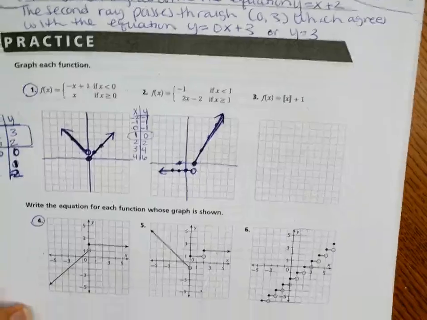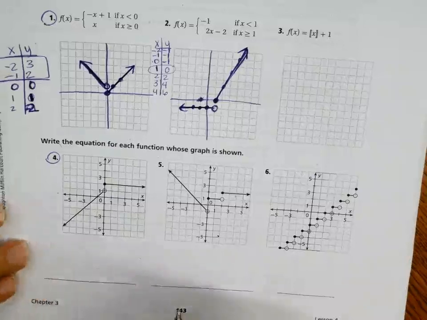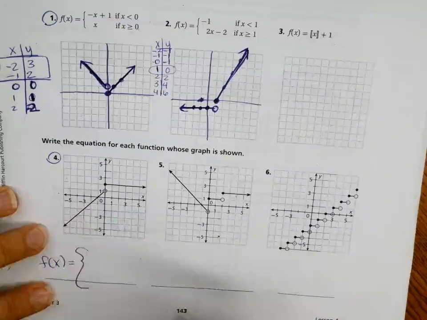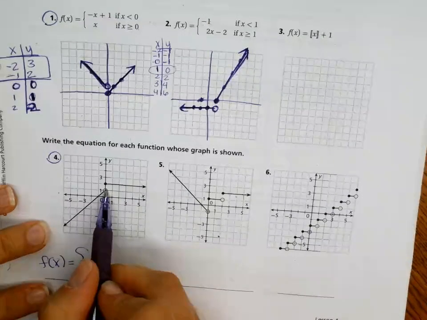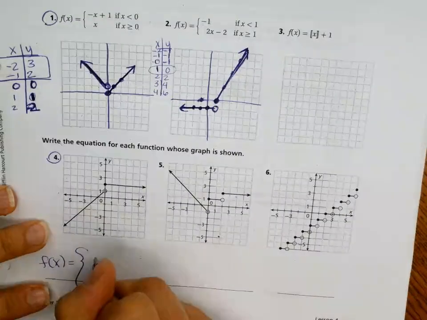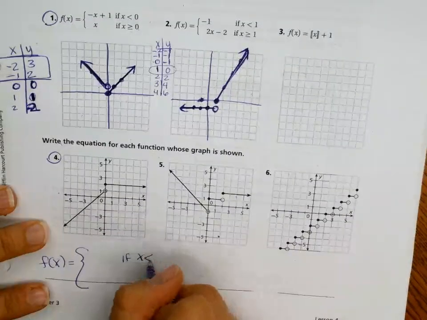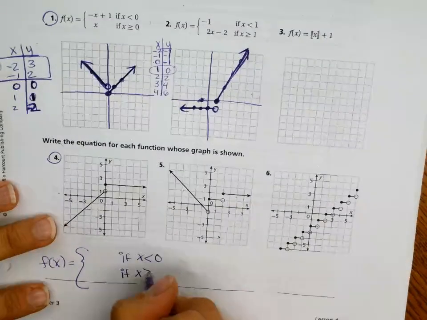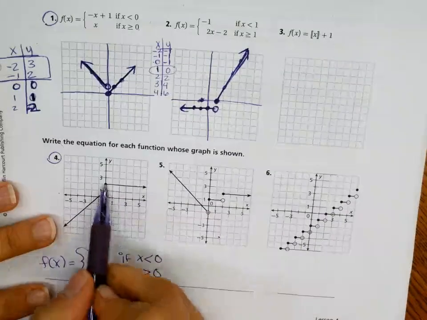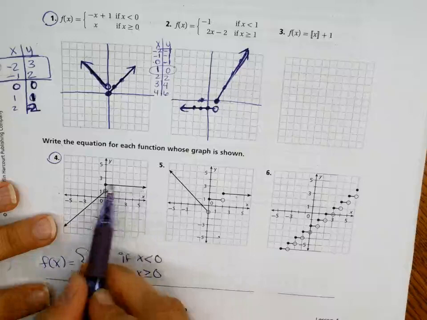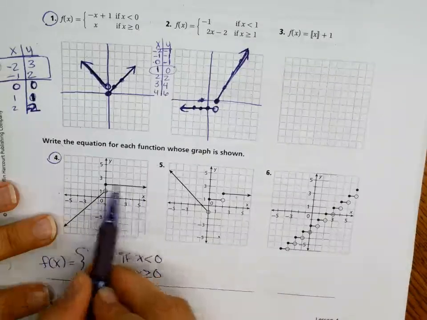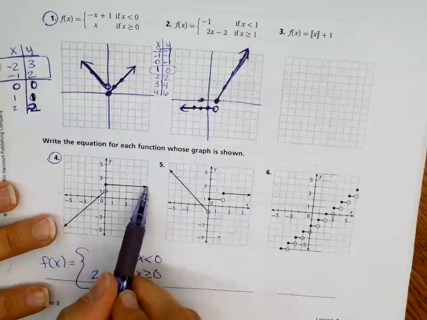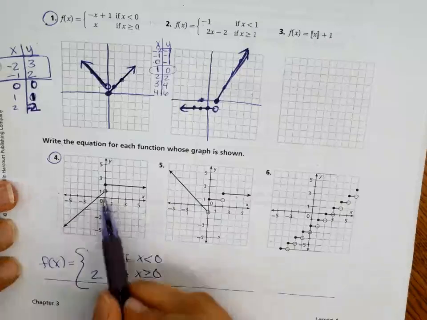Let's look at number 4 and see how to create this. So we have our f of x equals, okay? So for here, this is x values that are less than 0, right? So if x is less than 0. And then we're going to have something else if x is greater than or equal to 0, right? So if x is greater than or equal to 0, our y is going to equal what? 2. Our y equals 2 when x is greater than or equal to 0. When x is less than or equal to 0, our y value is going to be this.